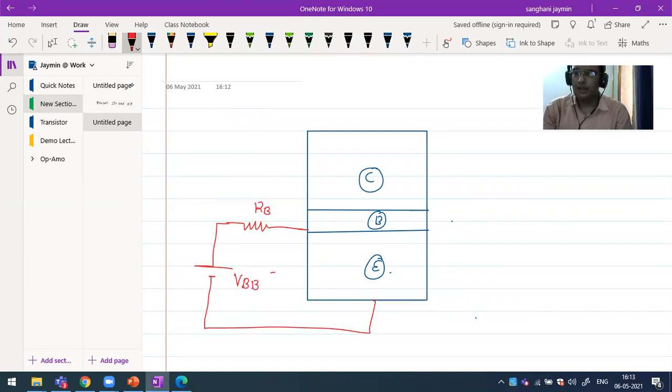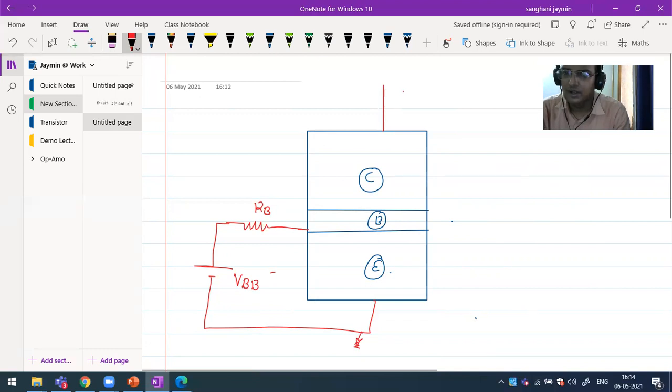Now see, the emitter is common. Remember one point in the transistor: what is the NPN transistor operation? The base emitter junction is forward biased, and the collector base junction is reverse biased. But here, the emitter is common between the base and collector. Why? Because the configuration is common emitter.